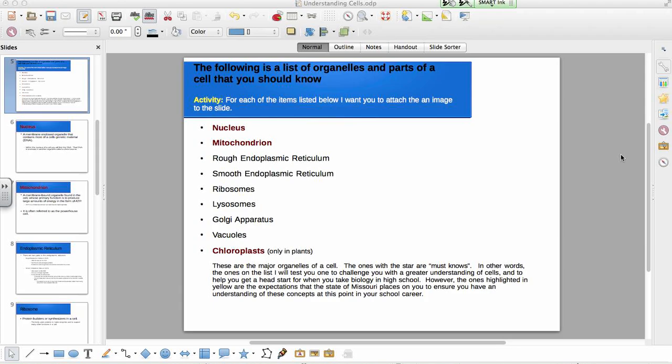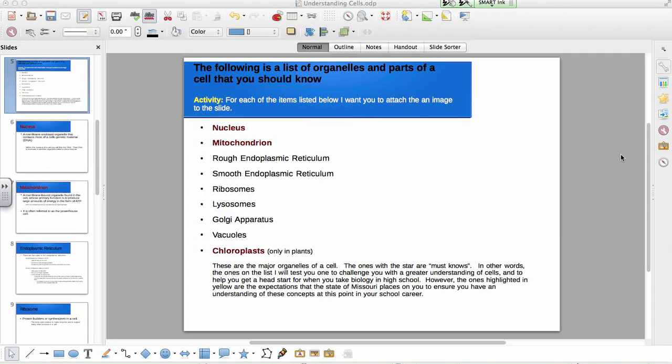So the first thing that we're going to talk about is the nucleus. Then we have the mitochondrion, and then the endoplasmic reticulum, but there are two sets of that. You have a rough endoplasmic reticulum and a smooth endoplasmic reticulum. Then ribosomes, lysosomes, Golgi apparatus, and vacuoles and chloroplasts.